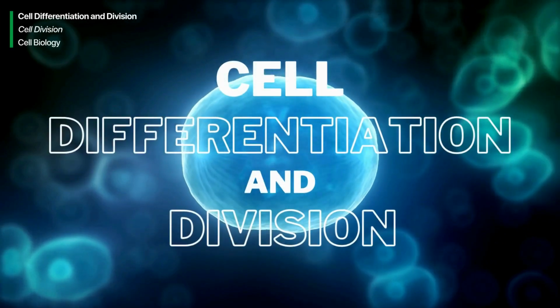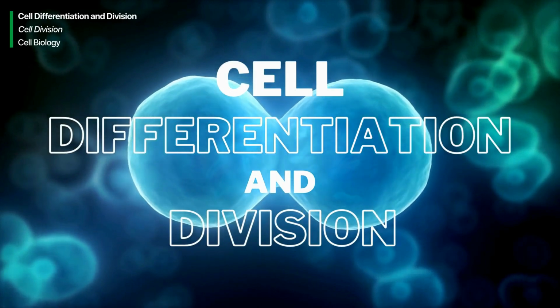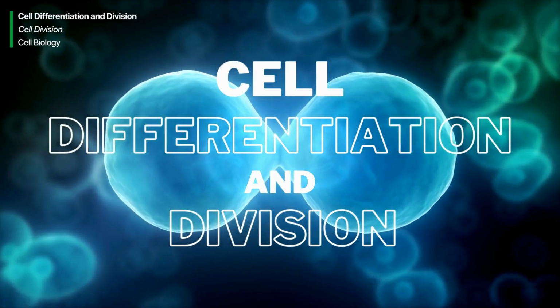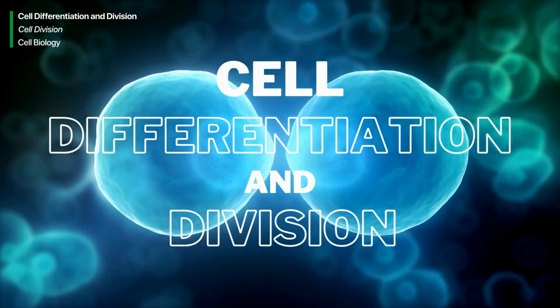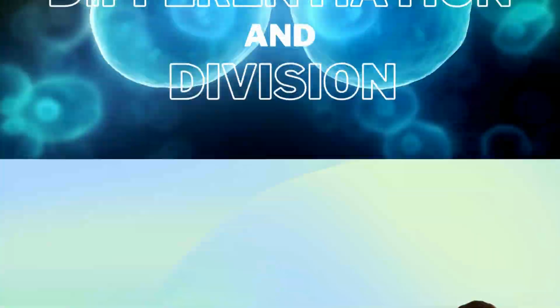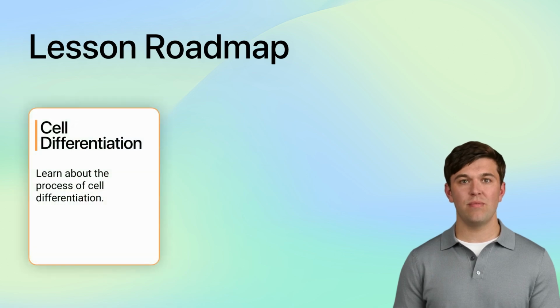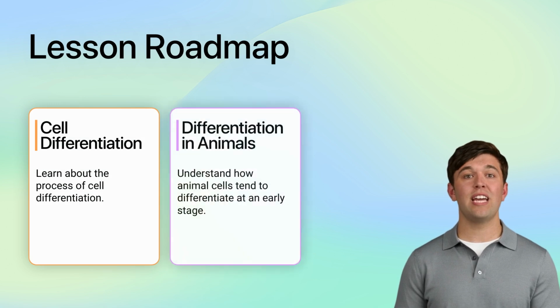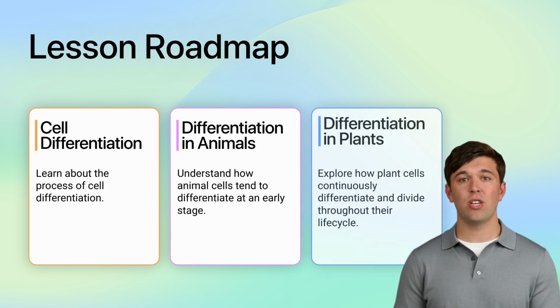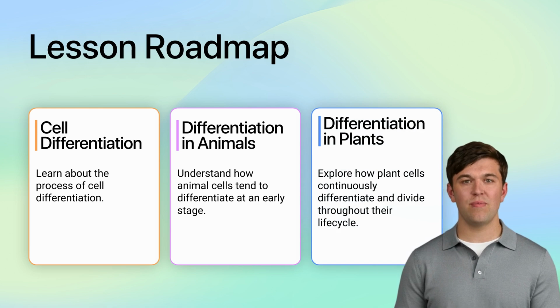Welcome to today's lesson on cell differentiation and division. In this session, we will explore how cells become specialized to perform specific functions. Today, we will learn about the process of cell differentiation. Specifically, we will understand how animal cells tend to differentiate at an early stage and explore how plant cells continuously differentiate and divide throughout their life cycle.